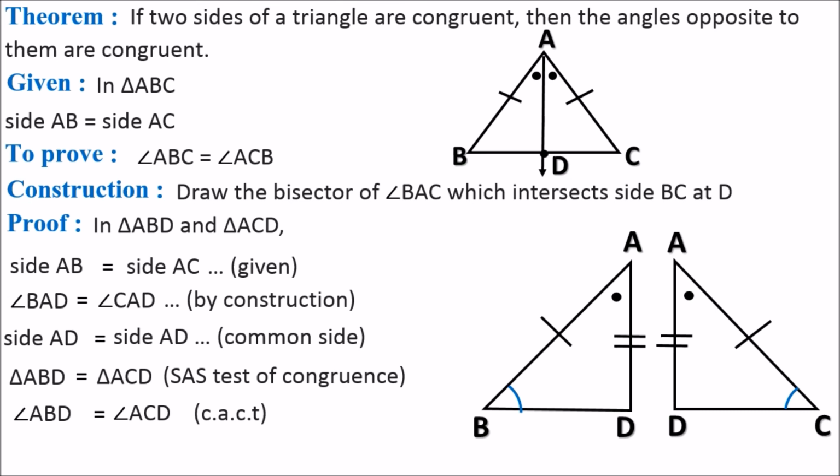And look at the original figure. In the original figure, can you see angle ABD? We can write angle ABD as angle ABC, right? Same angle with a different name. Similarly, angle ACD can also be written as angle ACB. So here I have proved it, angle ABC equals to angle ACB. So here I have proved that if two sides of a triangle are congruent, then the angles opposite to them are congruent.